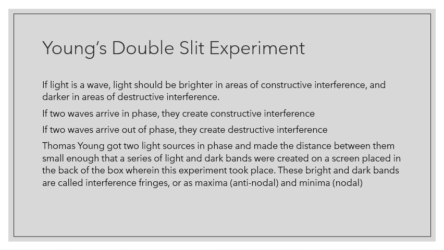So Thomas Young got two light sources in phase and made the distance between them small enough that a series of light and dark bands were created on a screen placed at the back of the box wherein this experiment took place. So this screen was light sensitive and it created light and dark bands, which are called interference fringes, or maxima, which are antinodal, and minima, which are nodal. And these maxima were light, while these minima were dark.